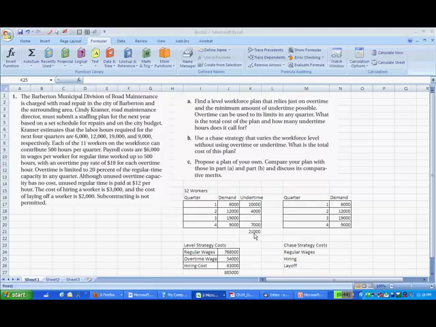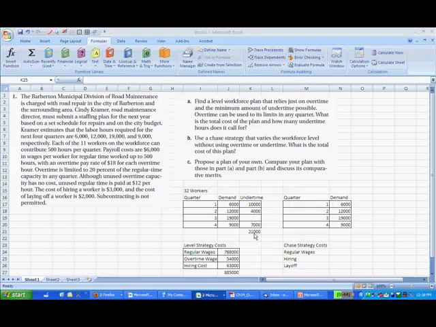Now, chase strategies are like what happens at Christmas time at Macy's. Macy's will hire a lot of people to do gift wrapping and customer greeting and all kinds of things, knowing that they can't meet the demand for employees with mere overtime. So they're going to hire a lot of people knowing that those people are going to be laid off as soon as the Christmas rush is over.